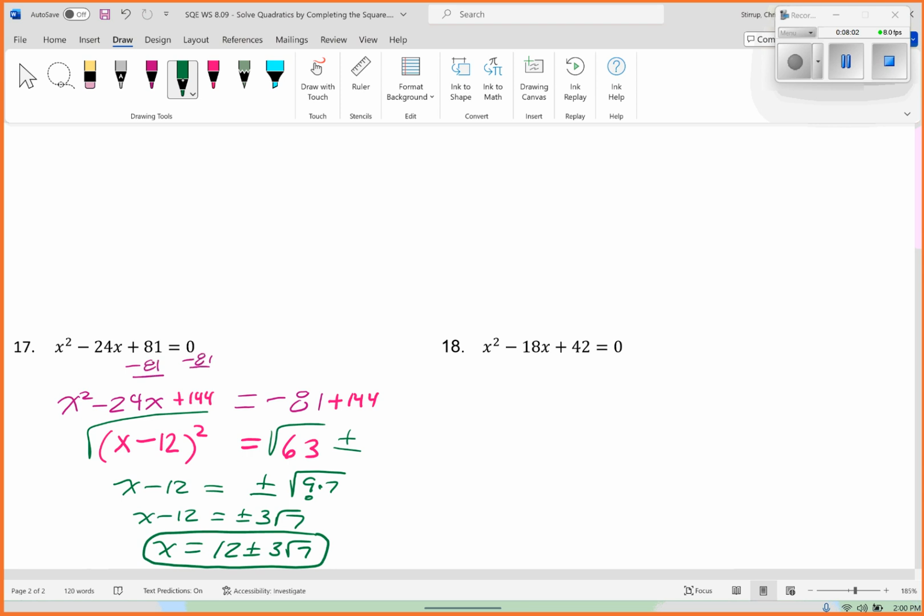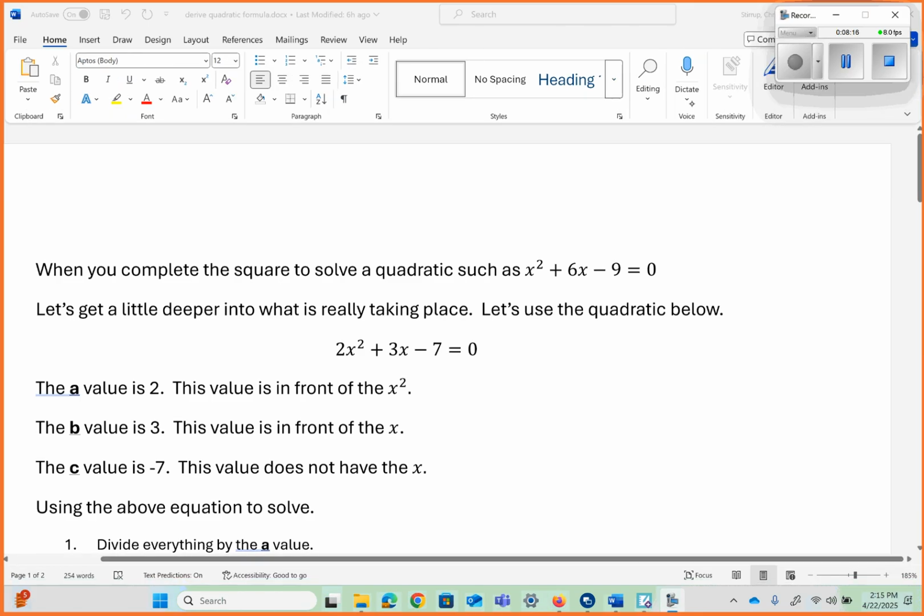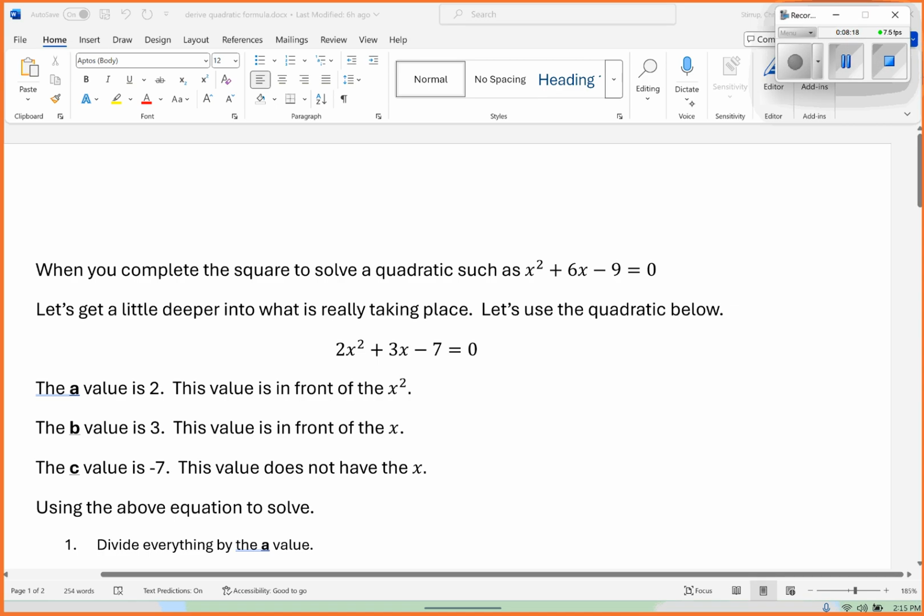I'm going to give you guys a quiz. Little quiz, 4 questions. I gave you guys this worksheet. Agree? All right. Trust me?